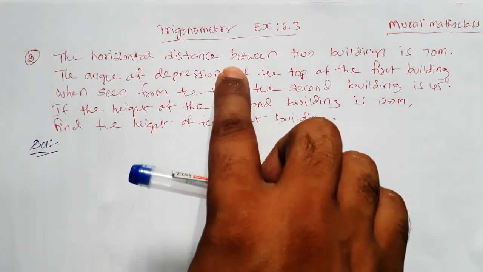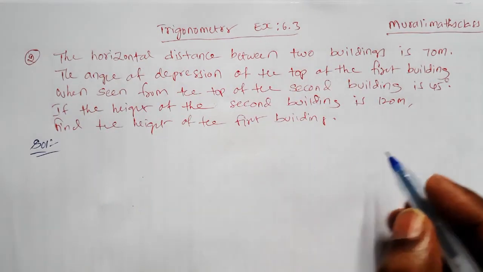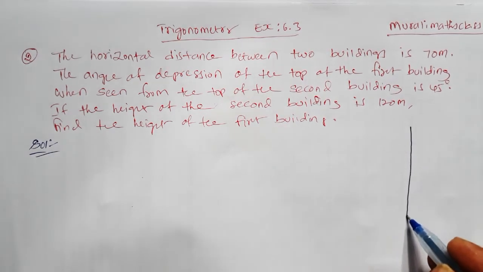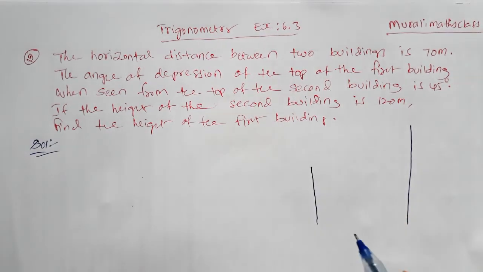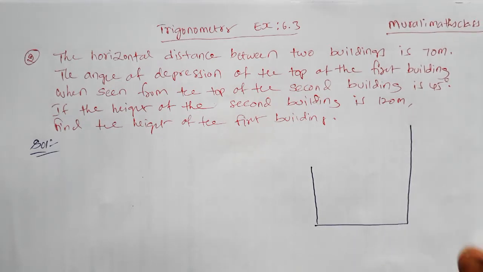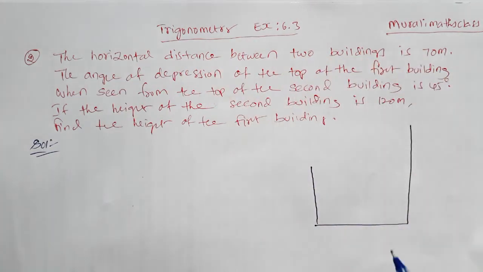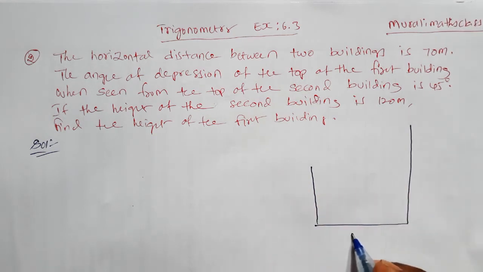The horizontal distance between two buildings. So we have two buildings. Draw two buildings now. One building I am drawing like this, and this may be the ground. Okay, building 1, building 2, ground. The horizontal distance between two buildings is 70 meters. So these are the two buildings. Distance, how much they gave?